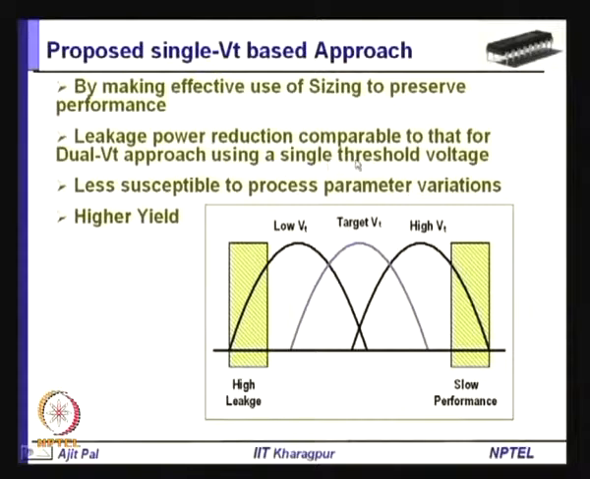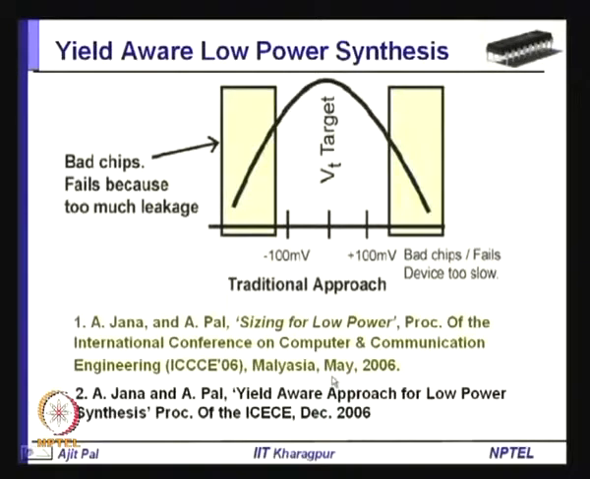By using a single threshold voltage, obviously, it is less susceptible to process parameter variations, and it gives you higher yield. So, this is the target VT. That means you are using a single threshold voltage. Obviously, this will be more than the lower threshold voltage and less than the higher threshold voltage used in dual VT. So, you have to really identify this target VT, and how this can be done, I shall briefly discuss. And you can see this is neither violating the larger leakage, nor is it violating the larger delay. So, this will lead to better yield.